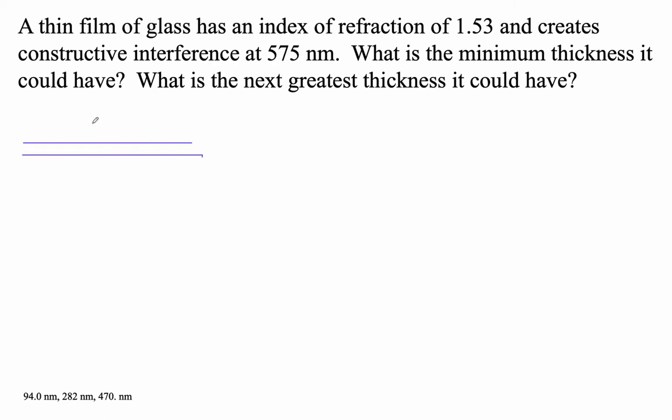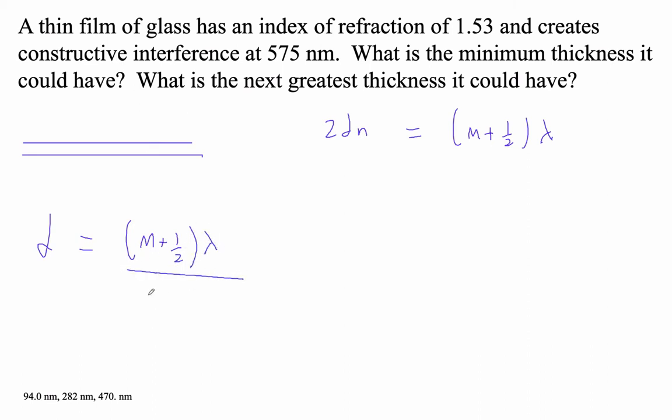It has to be fast, slow, fast, okay, for our formulas to work. So we're looking at constructive interference. So 2dn is (m plus 1/2) lambda. And again, this 1/2 has to do with the fact that there's a 180-degree phase shift off the first reflection. Okay, so we're looking for d, and d is going to be (m plus 1/2) times lambda over 2n.